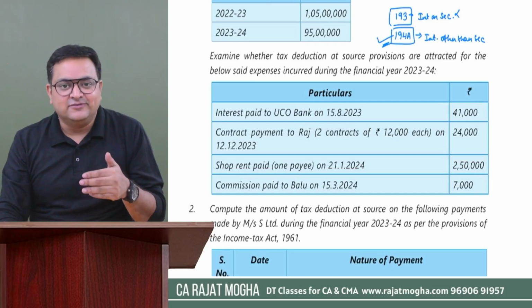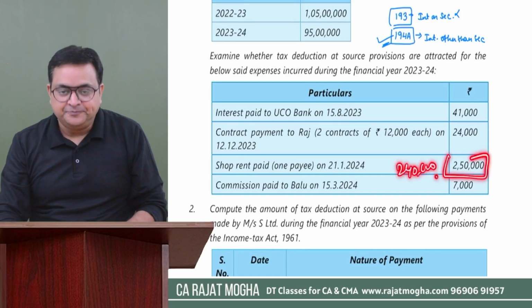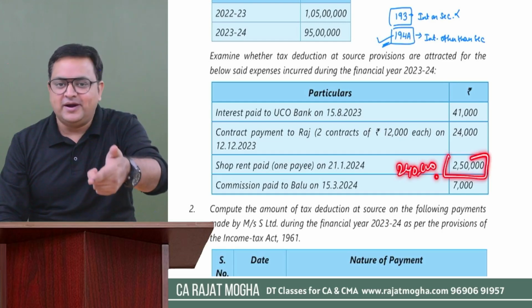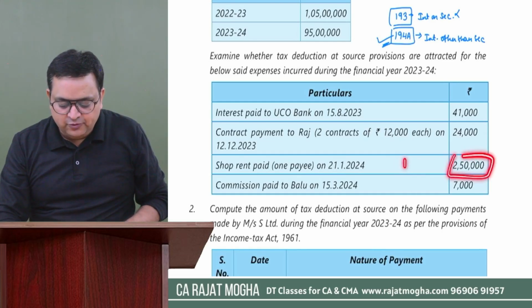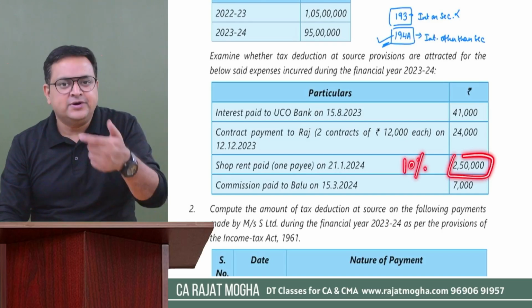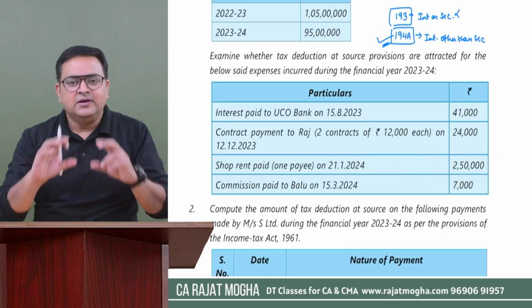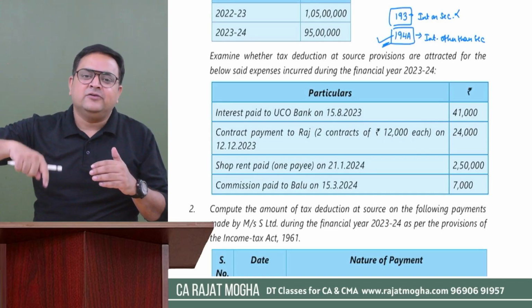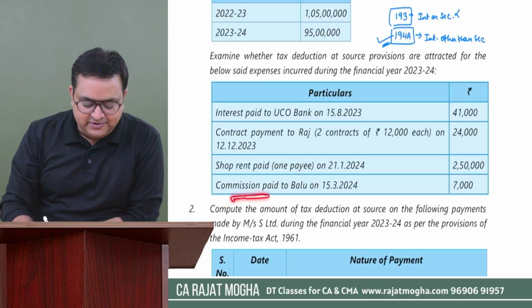Now tell me whether TDS will be applicable or not. The answer is yes. Why? Because it is more than 2,40,000 rupees. Got it. How much would be the rate? 2% or 10%? So 2% is only for plant and machinery. In other cases, it is 10%. So on this amount, we are going to deduct 10% TDS. So it would be 25,000. So here you can first mention the provisions in 2-3 lines and then link that with your question. Correct? Okay. Third is commission.